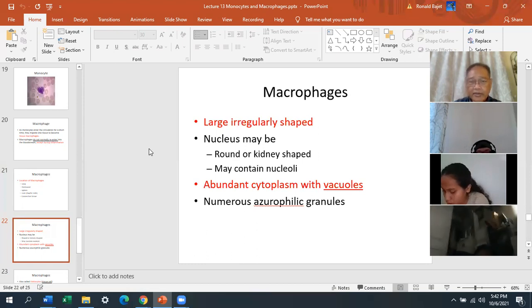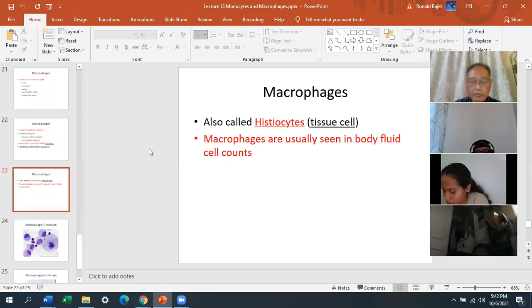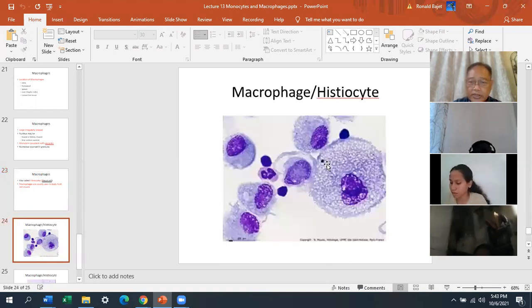Macrophages and histiocytes are synonymous terms, just like what I just said. And macrophages are usually seen in body fluid cell counts. So this huge, humongous cell, this is a body fluid prep. It's probably a cytospin. Look at how spongy the cytoplasm is. Yeah, they're all monocytes. This is a large macrophage.